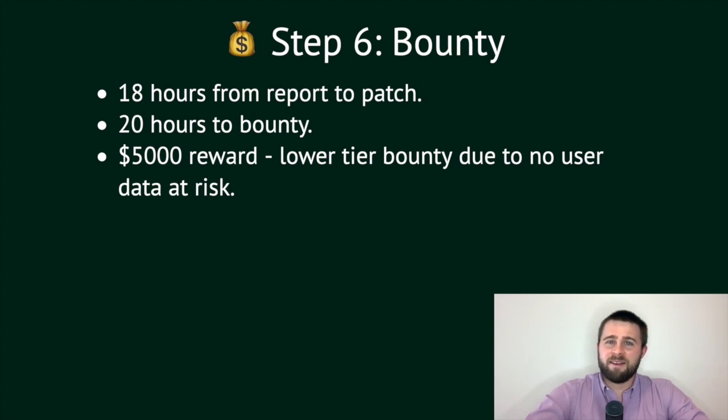After doing all this, Blacklist was able to claim the bounty. Facebook responded very quickly. They took only 18 hours to patch the system and paid out the bounty 2 hours after that. As far as their bounty program goes, this was a lower tier bounty. If any user data had been at risk, if this wasn't a prototype Sentry instance, they would pay more. So what can we learn as aspiring Django website hackers from this?